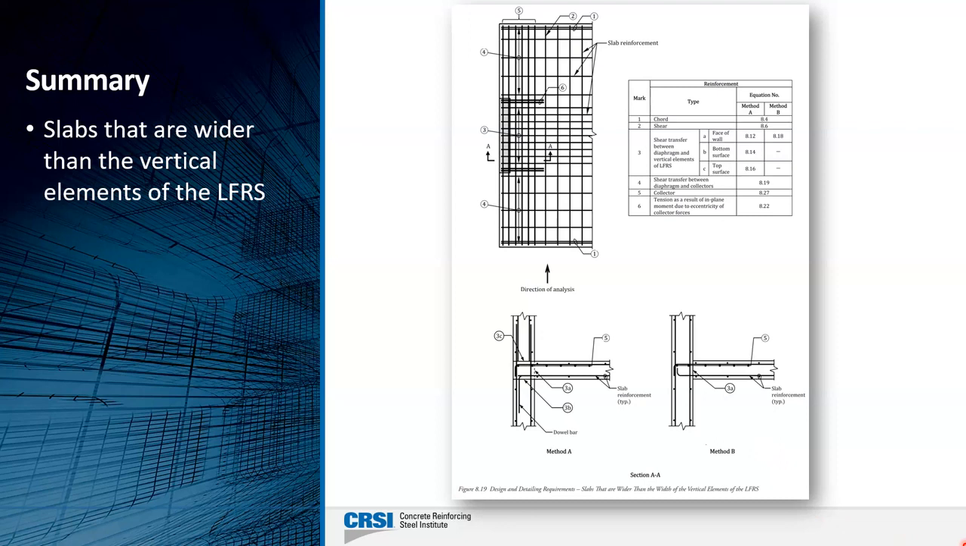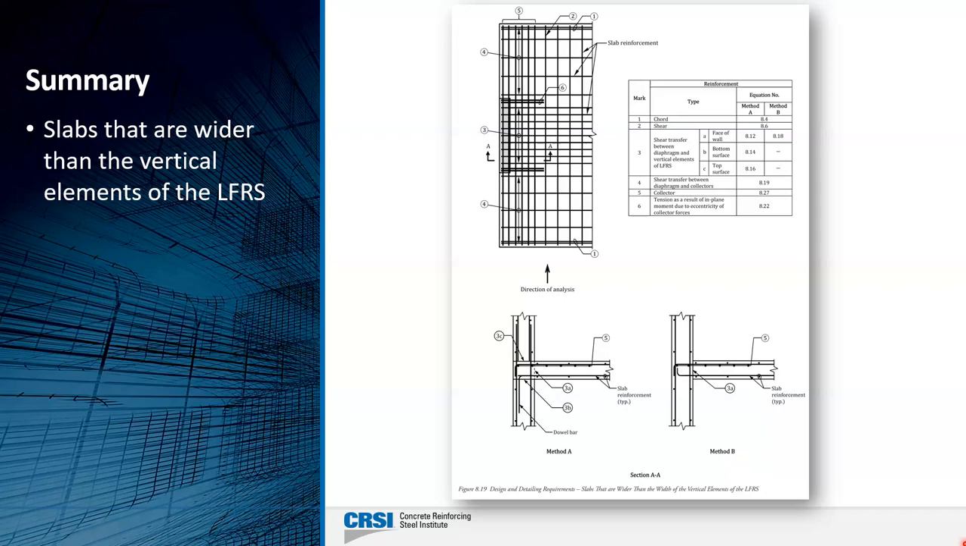When it's wider than that, we show all of the necessary bars as well. You'll notice the only difference now is that Mark 6 are the tension bars that we need because of the eccentricity we've introduced by making the collector wider than the wall. Again, here are all the bars indicated on the plan and on the section for the two different methods.